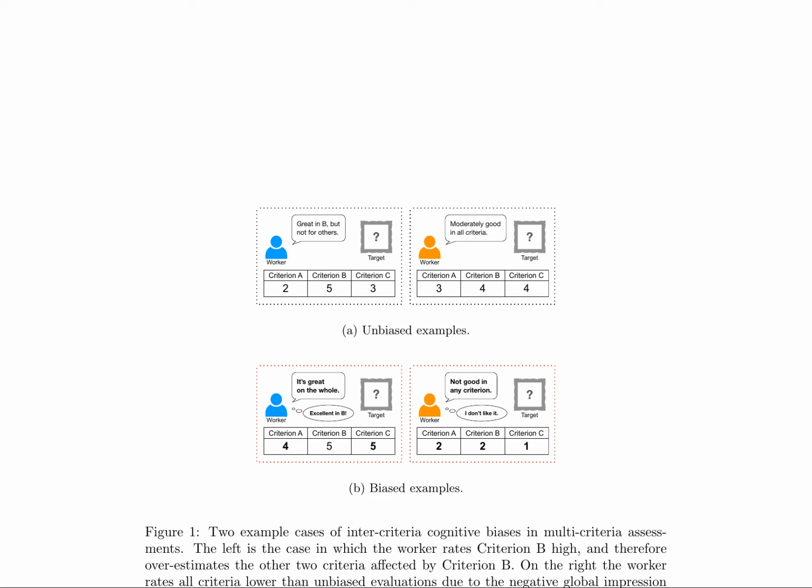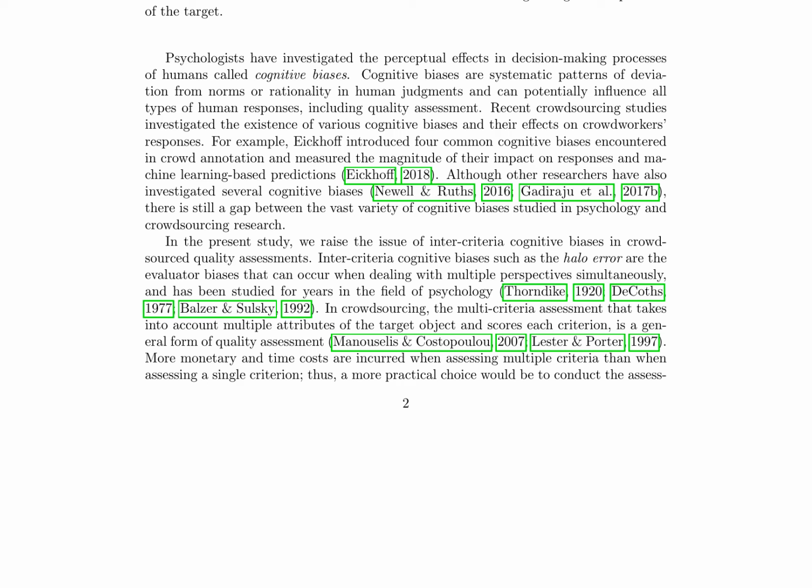This type of bias can affect the evaluation of multiple attributes of a target object and the scoring of each criterion. Figure 1 illustrates two example cases of inter-criteria cognitive biases. One where the worker overestimates the other criteria due to a high rating for criterion B, and another where all criteria are rated lower than unbiased evaluations due to a negative global impression of the target.